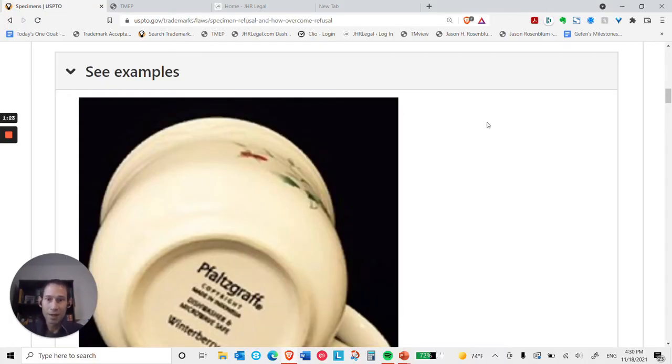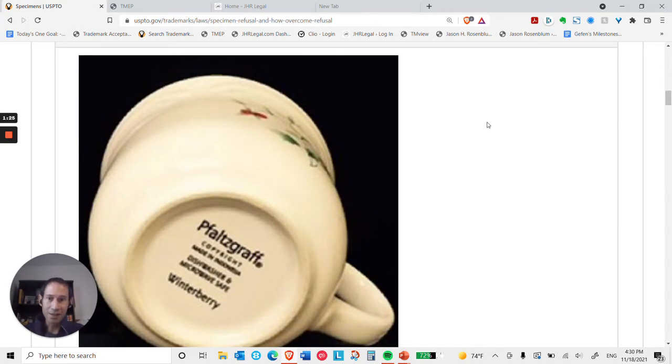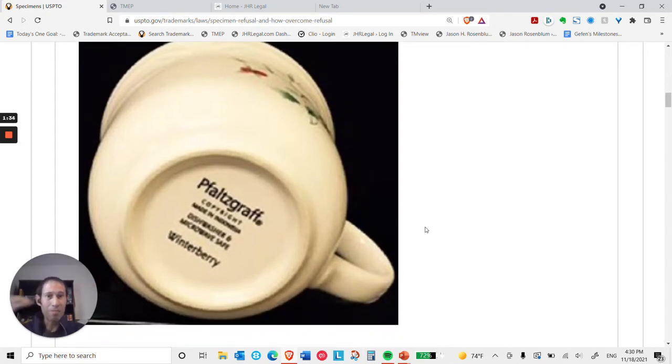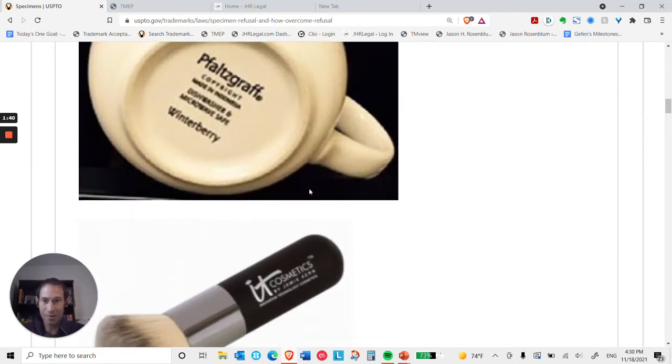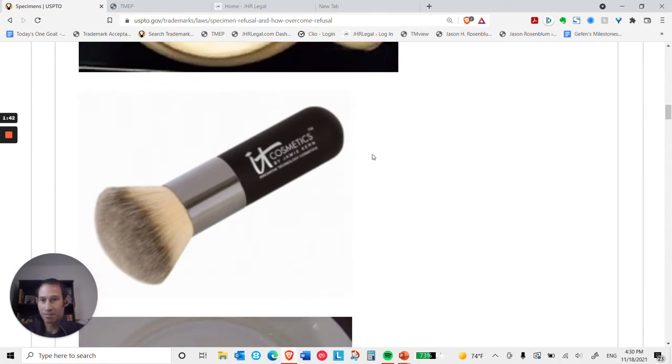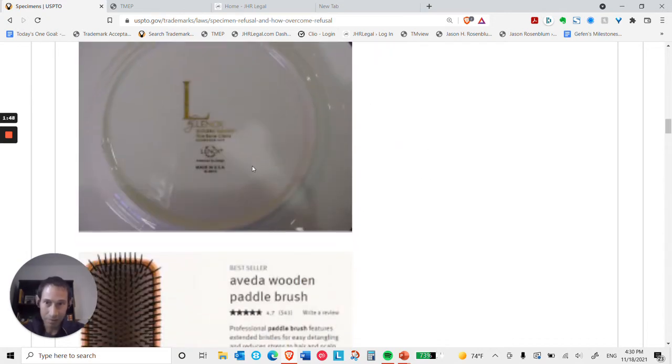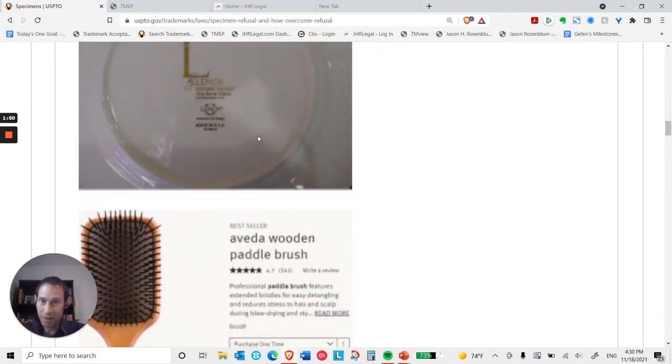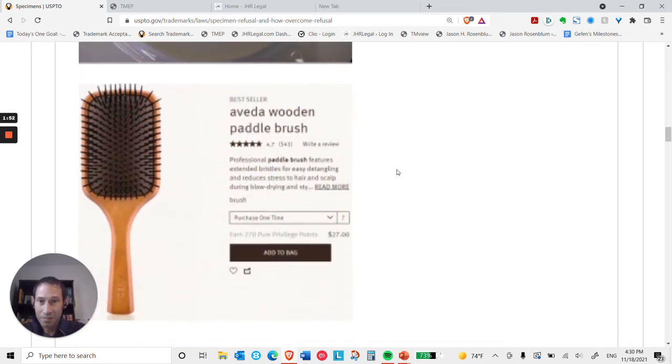So goods are generally easier because you have a physical product, so you can look at them, put the label on them. The box, the packaging of the product could also have the brand that you're seeking to trademark. So like here's a mug, they have it on the bottom of the mug. Here's a cosmetic brush for makeup. It's on the handle. Another plate that has it on the bottom.